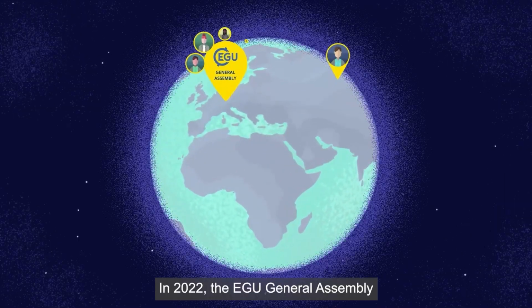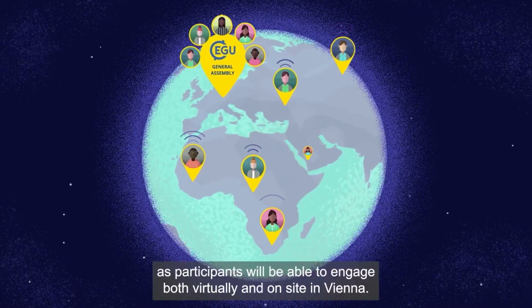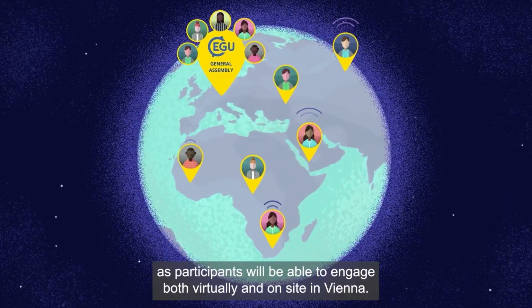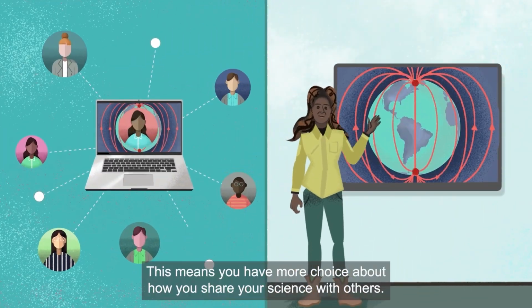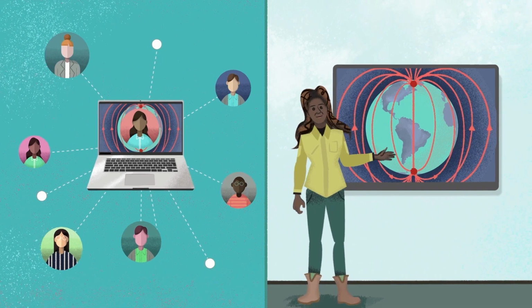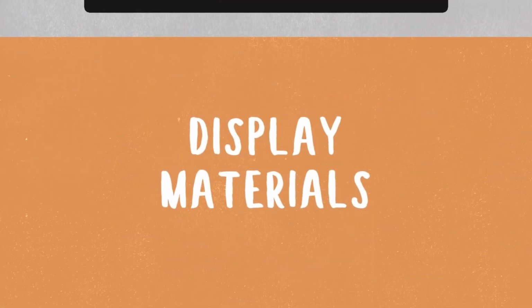In 2022, the EGU General Assembly will take place in a hybrid format for the first time, as participants will be able to engage both virtually and on site in Vienna. This means you have more choice about how you share your science with others, and one of the most flexible ways you can engage is by using display materials.